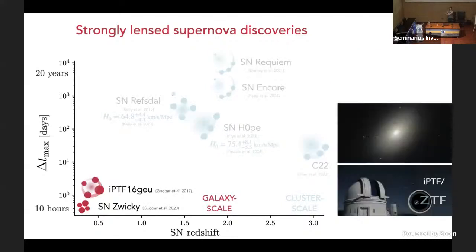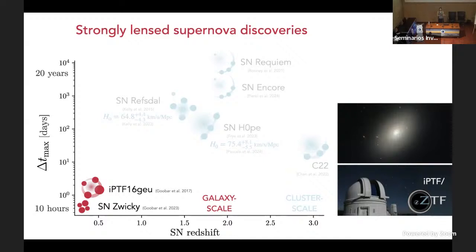Then for the galaxy scale lens supernovae, we found two so far. Both of these have been discovered with survey telescopes. So you scan the entire sky looking for new objects, but these telescopes, they look very wide, but they cannot look very deep. So the ones that you find are at lower redshifts.